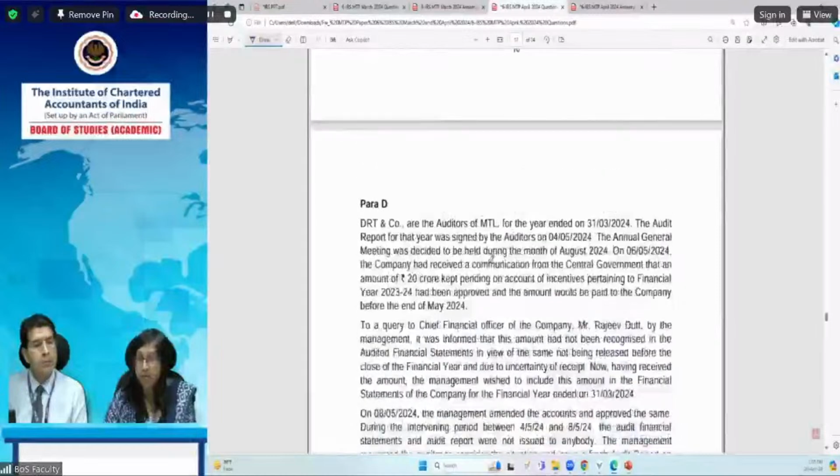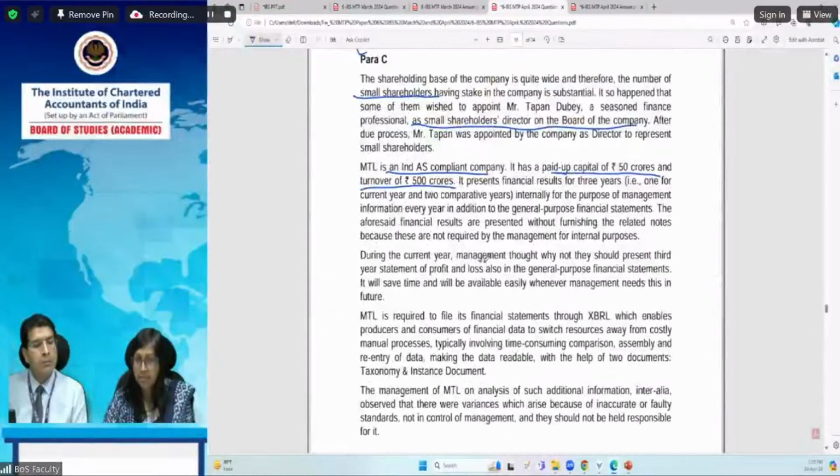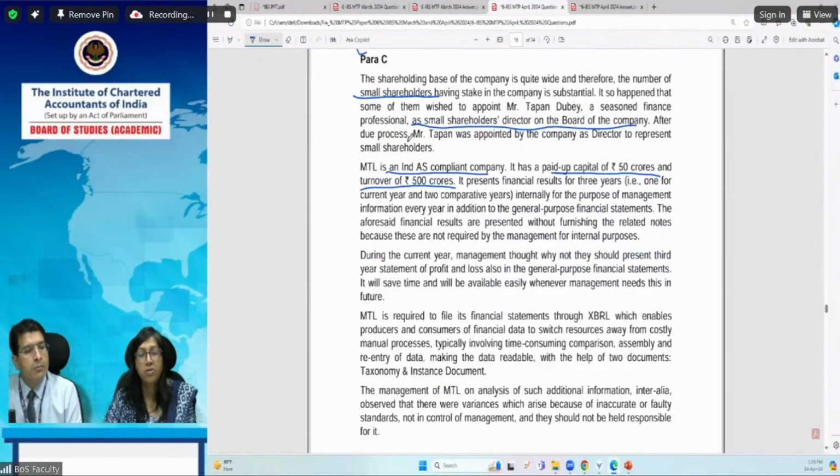So if we move to para C, I'm leaving the first paragraph because that was related to law and we have already exceeded our time. So I'll be coming directly to what is relevant for your MCQ 3 and 4.